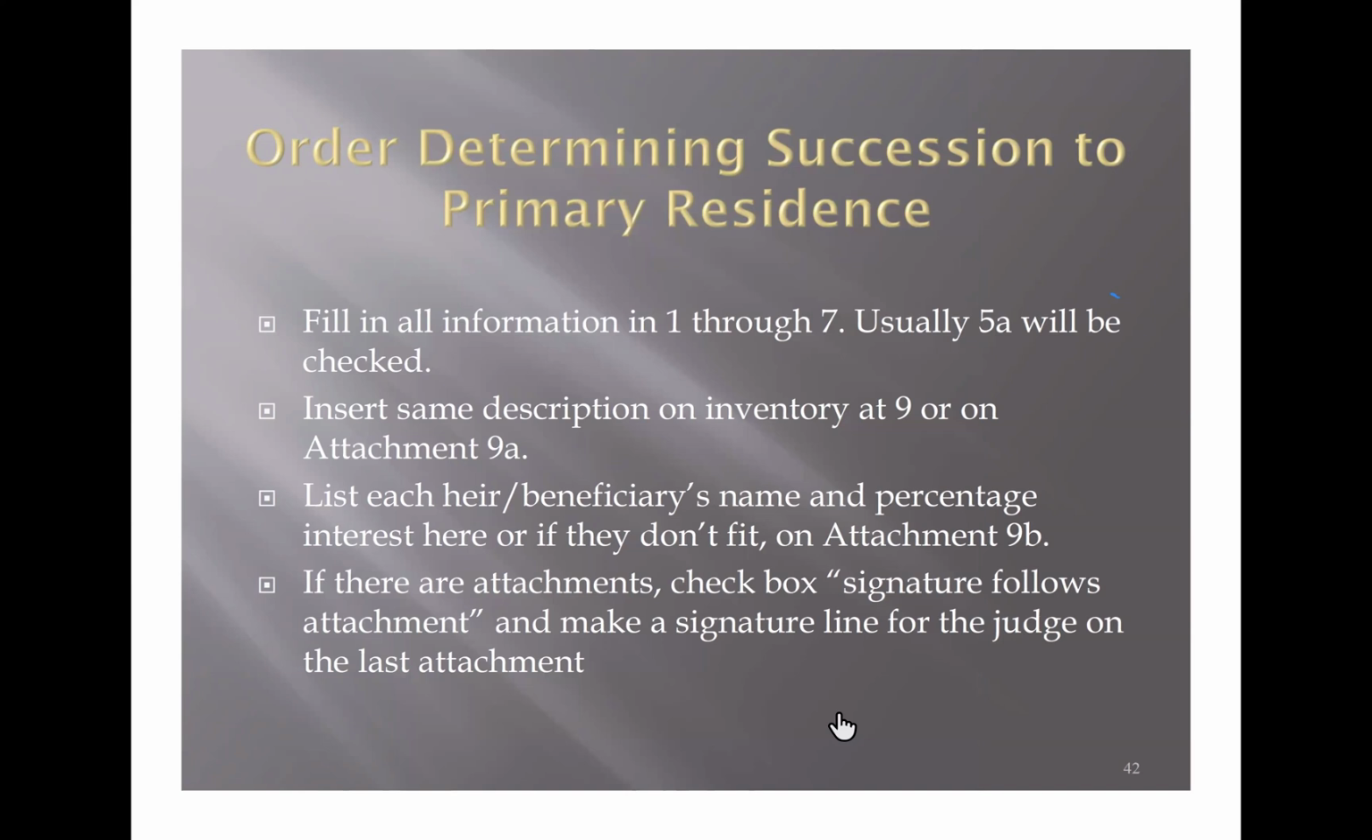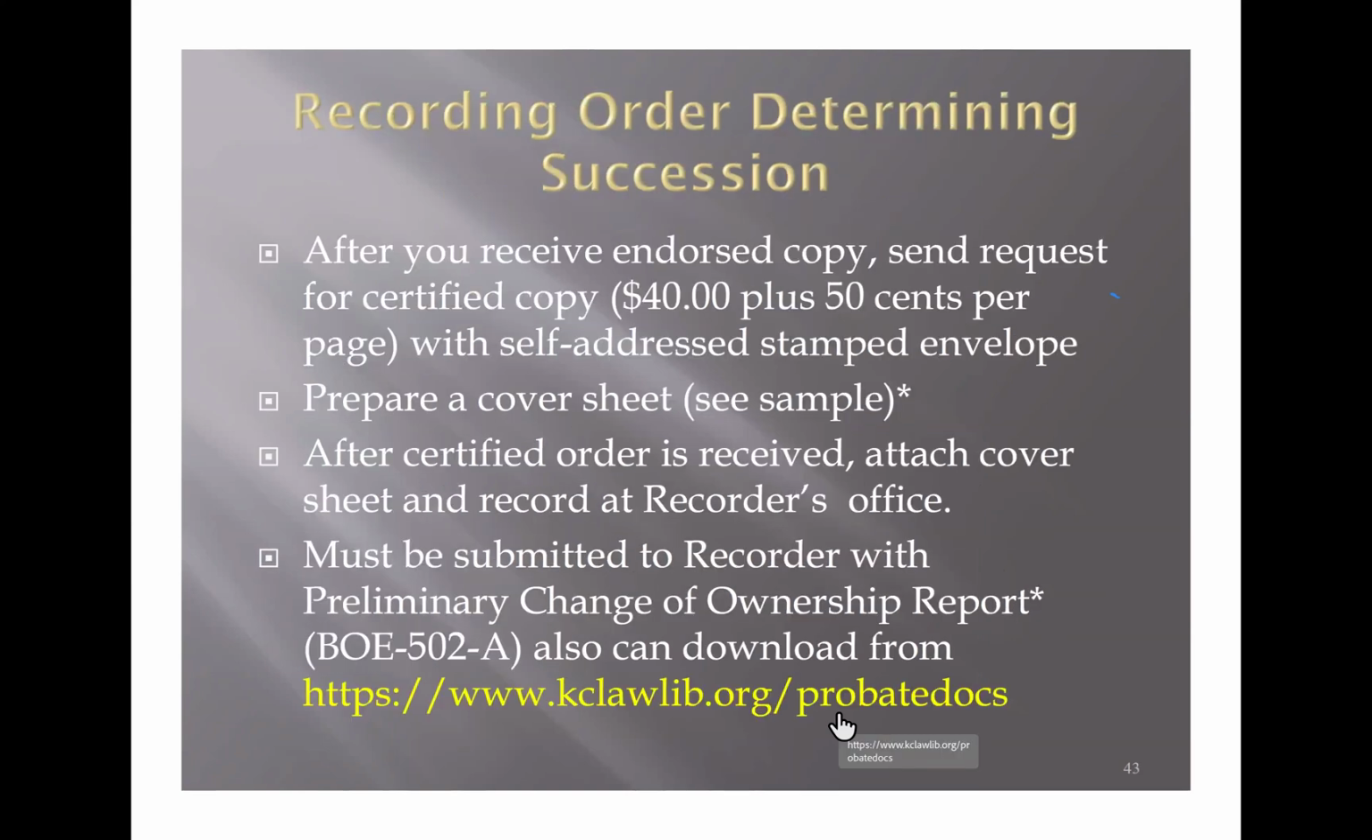And then, if you're paper filing and you sent in your extra copy in a self-addressed stamped envelope, you'll get it in your mail and you'll know when the court has granted the petition and signed the order. So then you need to request a certified copy. Certified copies are $40 plus 50 cents per page. When you get your certified copy back from the court, or you could go to the clerk's office and request it physically if you want to.